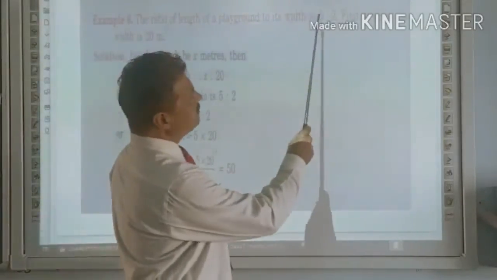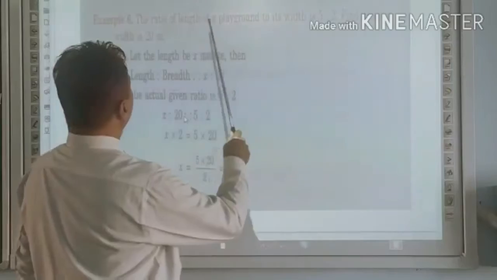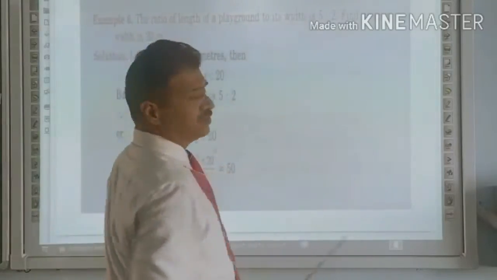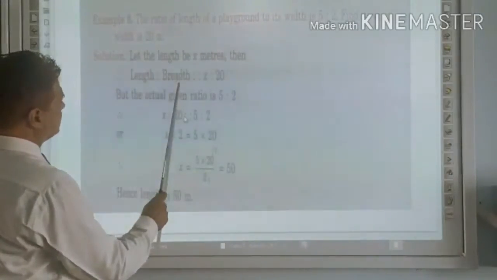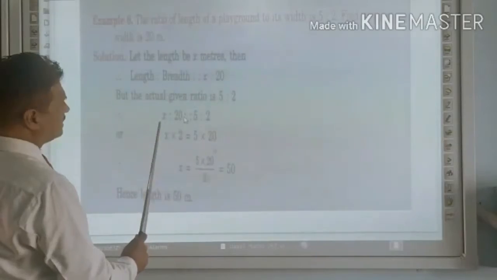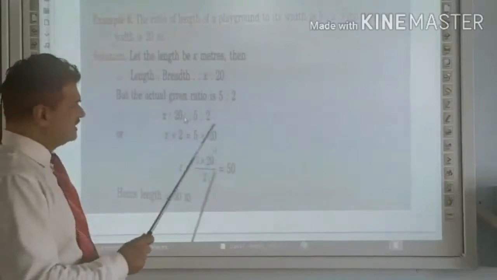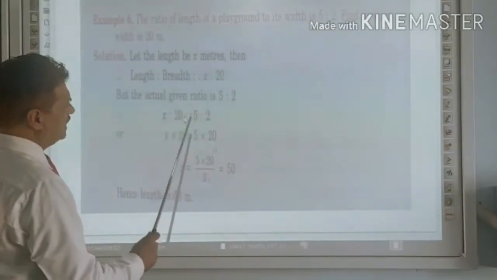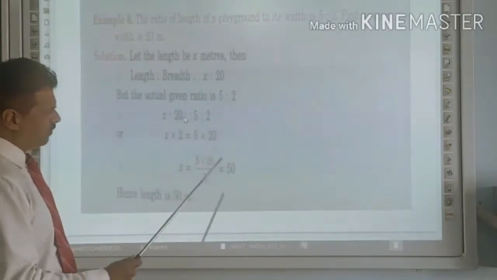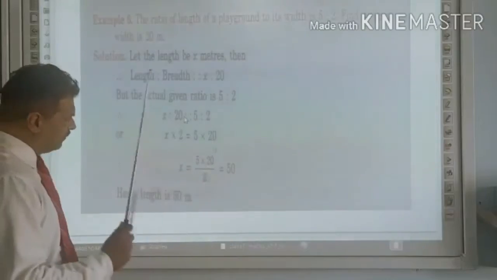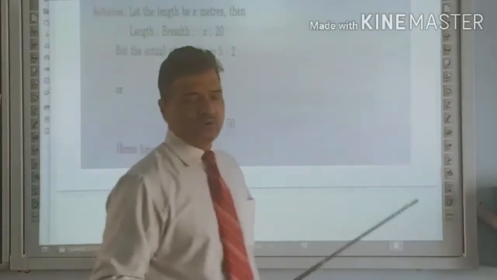Because the ratio is given between length and width, ratio 5:2. It is length, it is breadth. Length x, breadth 20, because the width 20 is given. So length ratio 20 is equal to 5:2. Then we find the value of x by cutting: 50. So we can say the length of the playground is equal to 50.